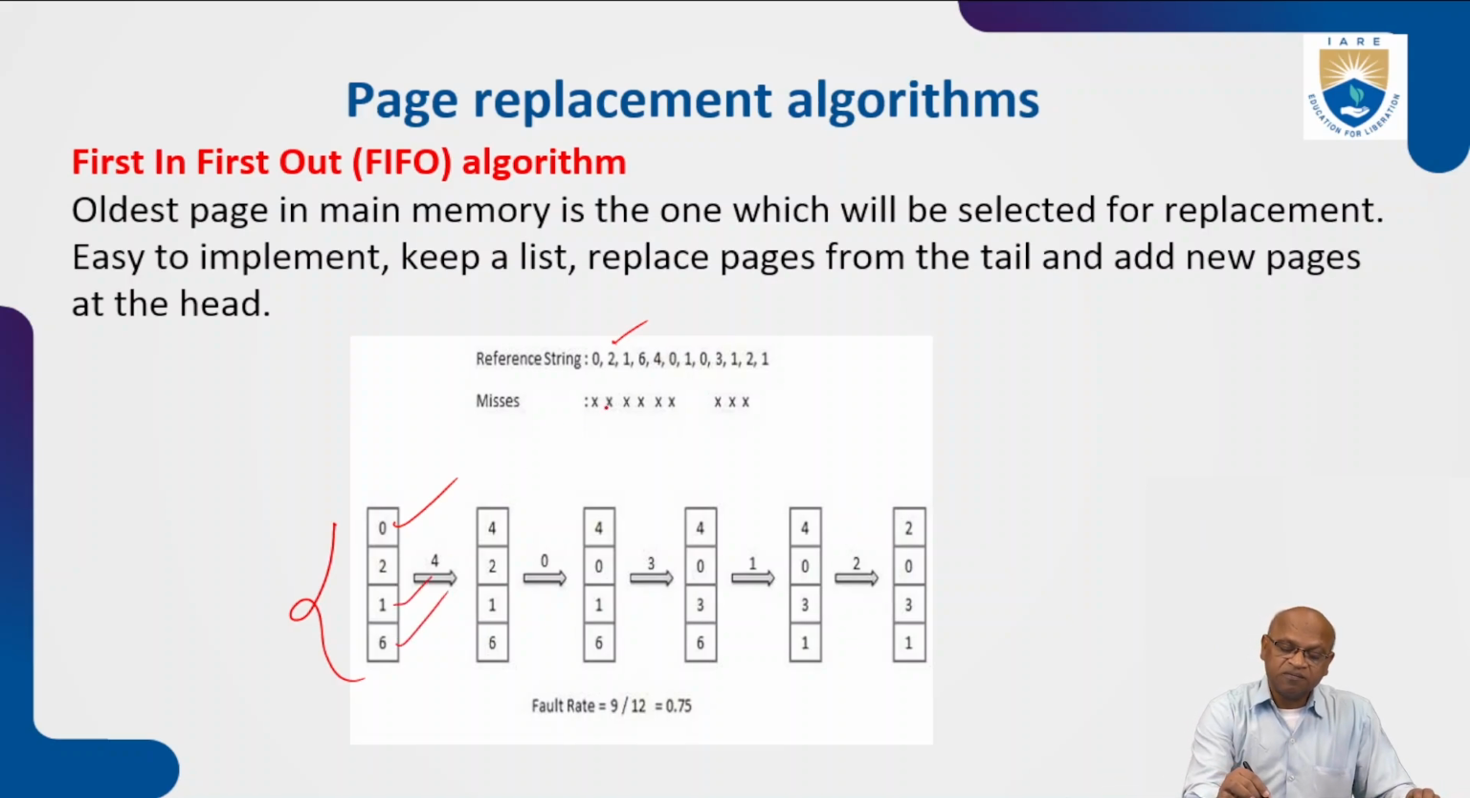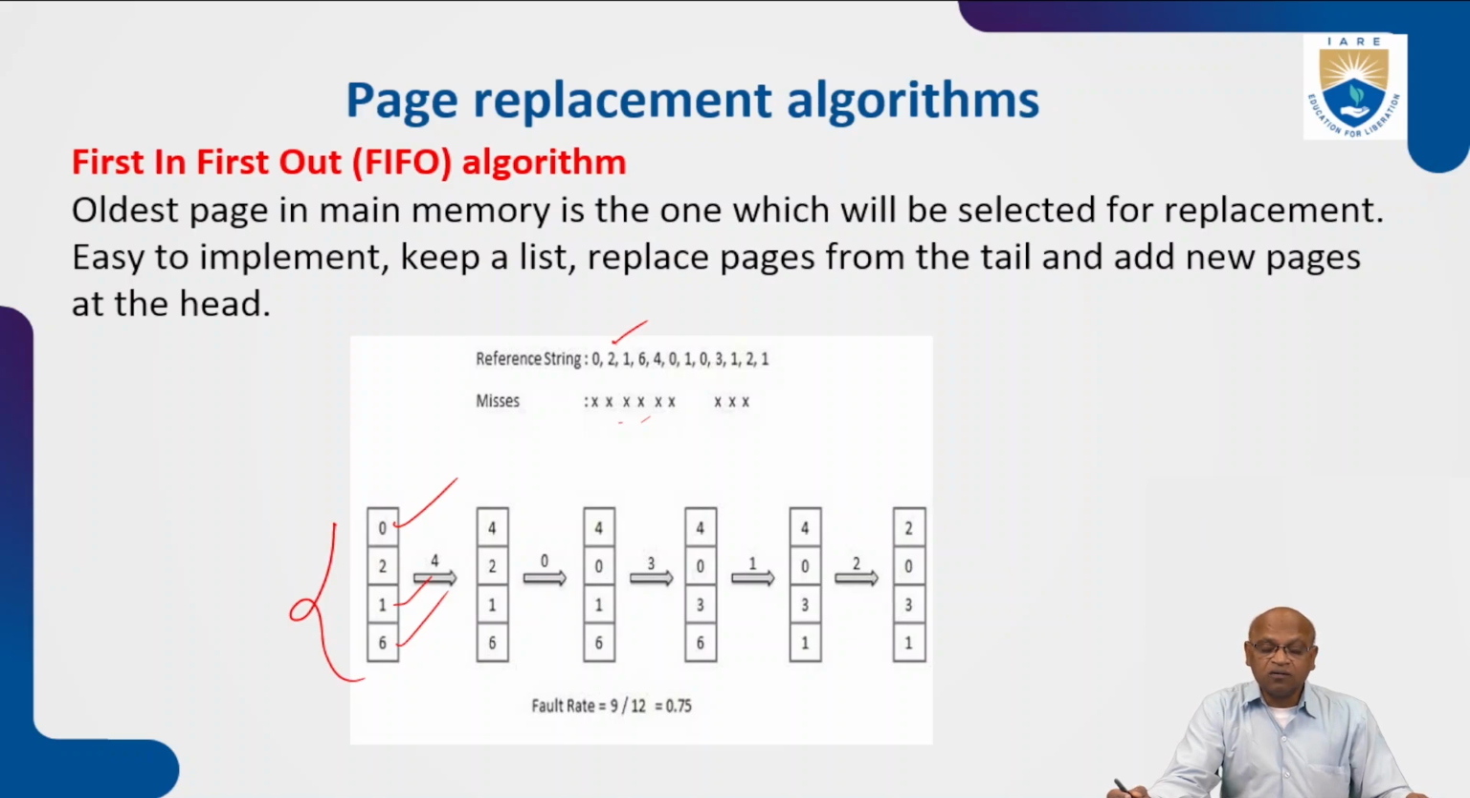So we will see why the cross is there: it means a miss. Initially, at the start, these pages are not loaded, so they are not available in the RAM. So we get the cross marks here. That is called a fail, a page fault. We call it a page fault.